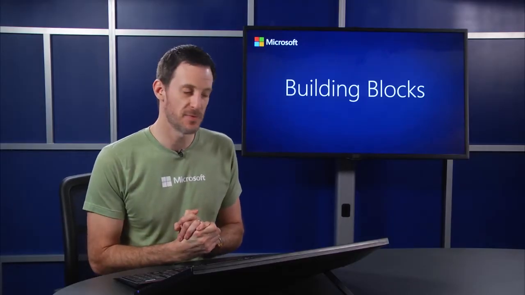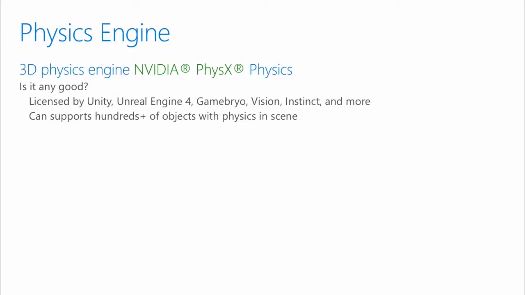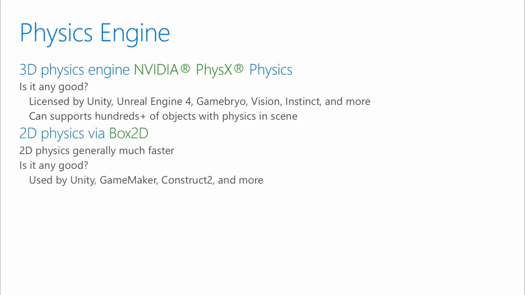The game engines inside of Unity, we have two of them. We have, for 3D, NVIDIA PhysX, which is a really, really neat physics engine, and it's used by a bunch of folks. So Unity, Unreal Engine 4, and it can literally support hundreds of objects that have physics on them inside of a scene. For the 2D physics, we're using Box2D, which is also a common third-party physics engine, also used by Unity, GameMaker, Construct2, other well-known engines as well. 2D is generally much faster because you don't have an additional plane that brings out an extra layer of complexity.